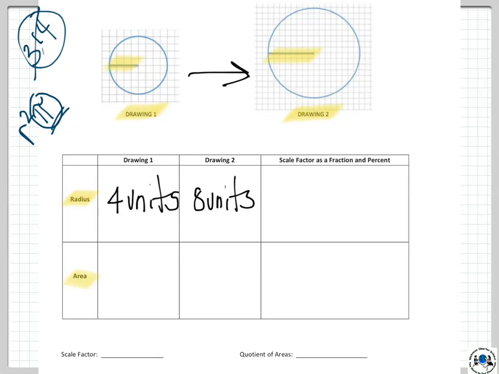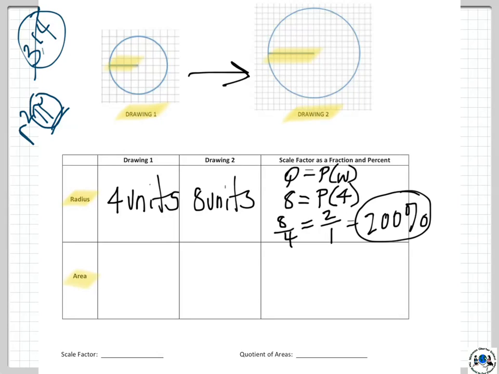Going ahead and creating my scale factor now, going from drawing 1 to drawing 2. Again, as you can see, this becomes probably very natural for many of you. Q equals P times W. Therefore, 8 equals P times 4. And of course, 8 over 4 equals 2 over 1, which equals 200%.